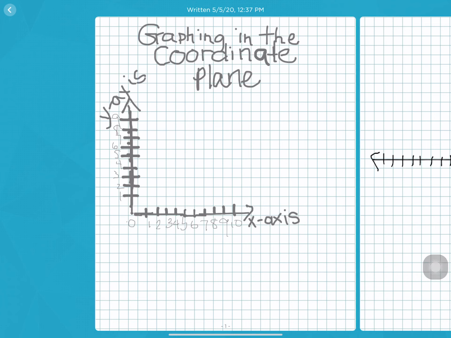We are going to look at graphing on the coordinate plane today. I noticed on your first packet that was an area that some of you needed help with, so we're going to spend a few minutes going over that.